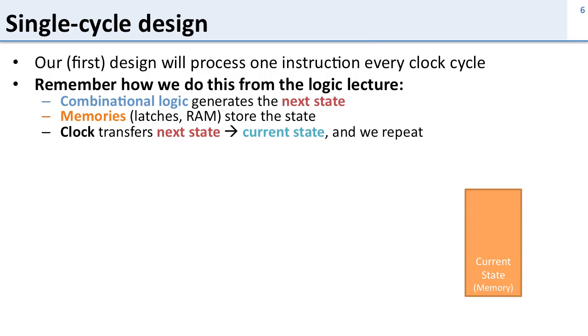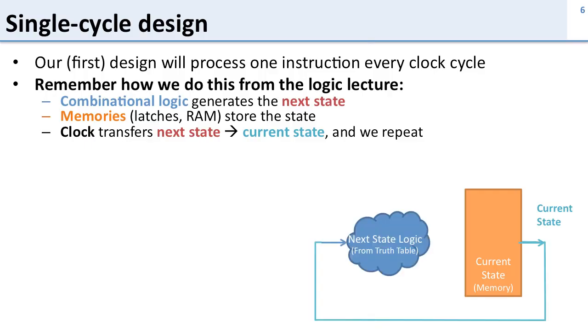So if we look at the picture we had before, we have our current state in memory. This is outputting the current state, and we have our next state logic. Current state goes into the next state logic, and the next state logic generates the next state. Then we have a clock, and when the clock comes in, we take that next state and we convert it to the current state. We also have inputs and outputs from this logic. So that's the design we had to start with.